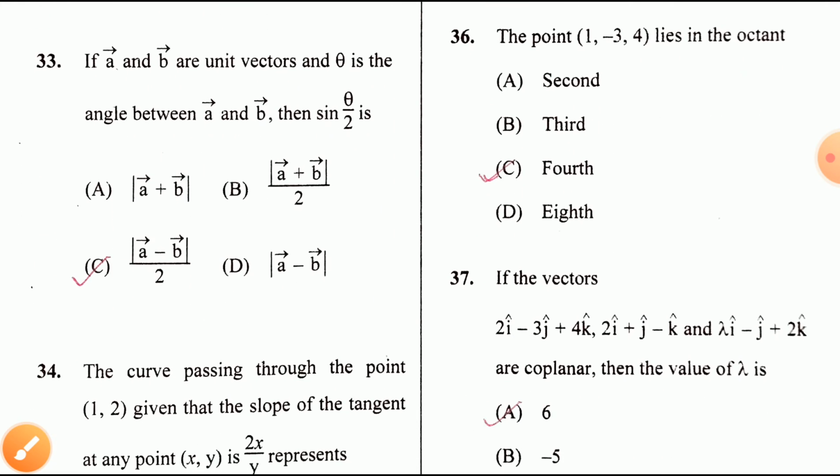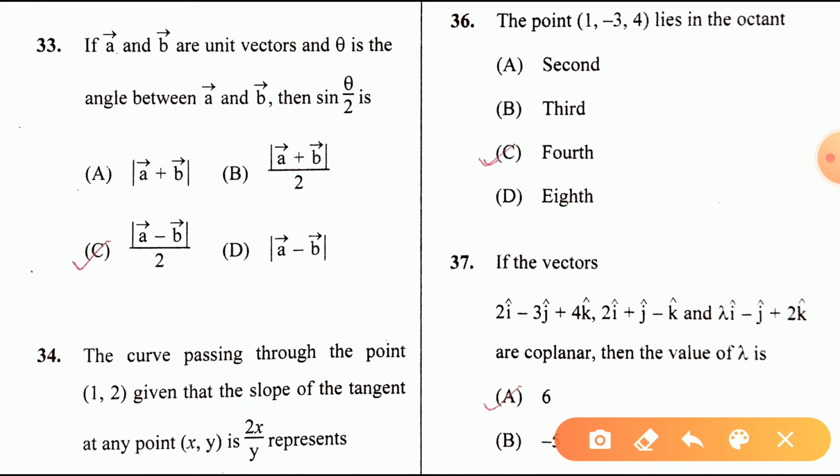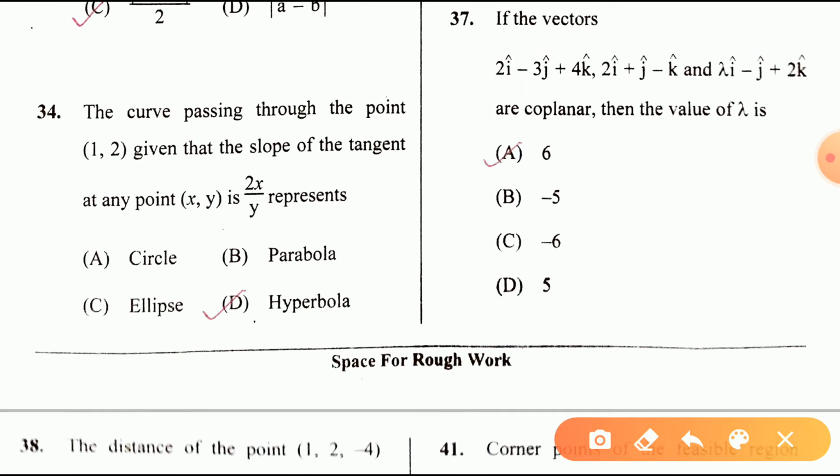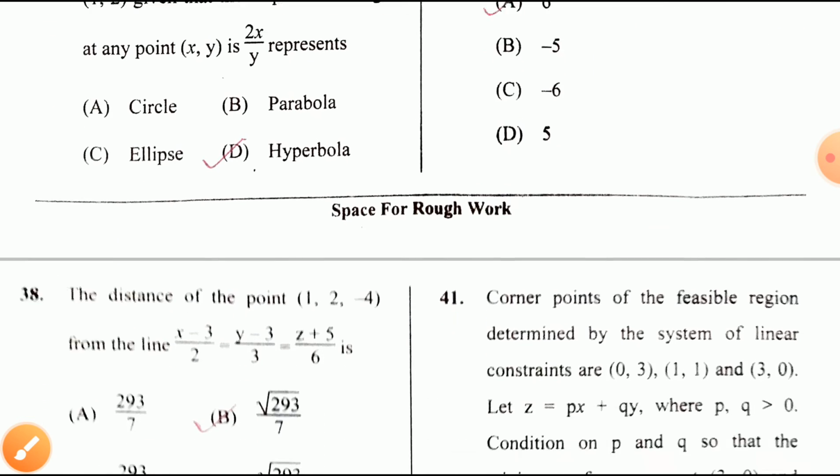Next, question number 36. The point 1, minus 3, 4 lies in the fourth octant. Okay. Next, question number 37. If the vectors 2i minus 3j plus 4k, 2i plus j minus k and lambda i minus j plus 2k are coplanar, then the value of lambda is 6. K is the correct choice.